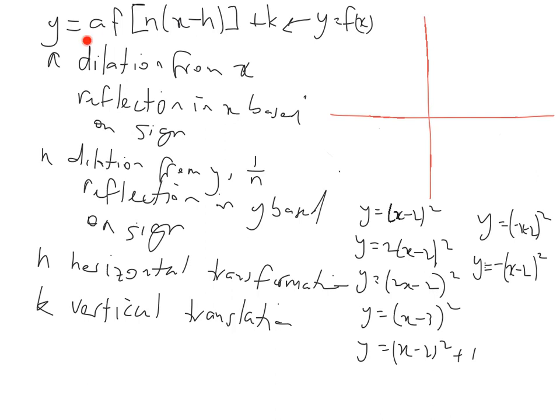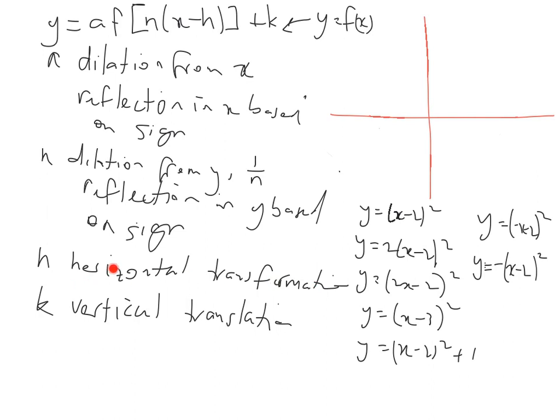So basically, your a, depending what that is, that's your dilation factor from the x-axis. Also, whether it's positive or negative determines its reflection. So if it's negative, it gets flipped in the x-axis. N, a value of n here, is a dilation from y, but it's not just like a, it's 1 on n. So if this was a 2, it'd be 1 on 2. If it's a 3, it'd be 1 on 3. Also, its sign determines the reflection in the y-axis.